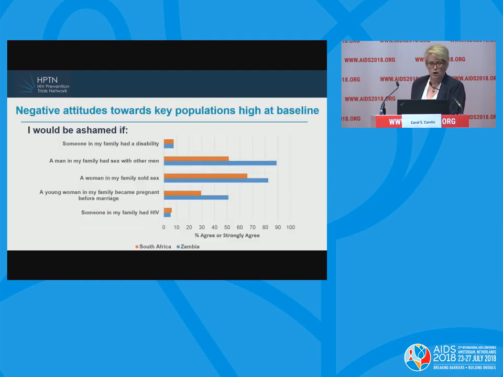And the PopART team also asked healthcare workers about their attitudes towards people living with HIV/AIDS in the study population. The highest levels of shame were reported towards men who have sex with men and towards women who sell sex. And these findings were particularly pronounced in Zambia. But the team would like me to let you know that these healthcare workers also said that they would not deny these groups HIV services.